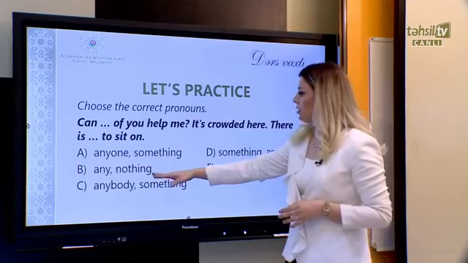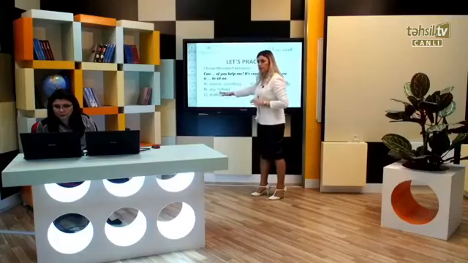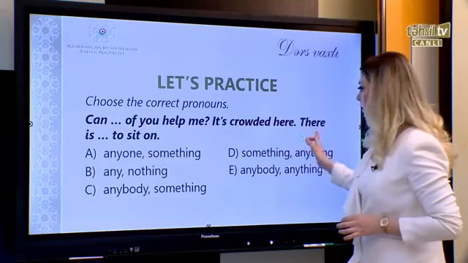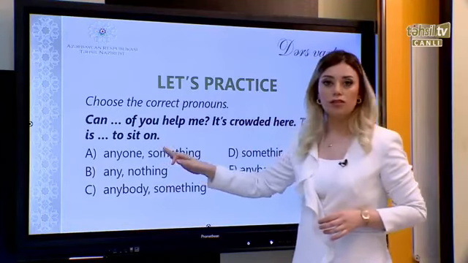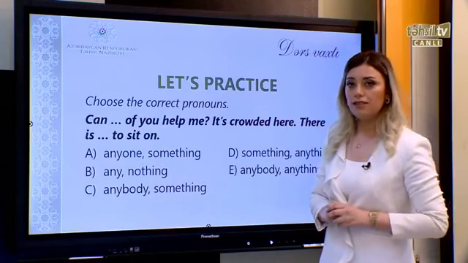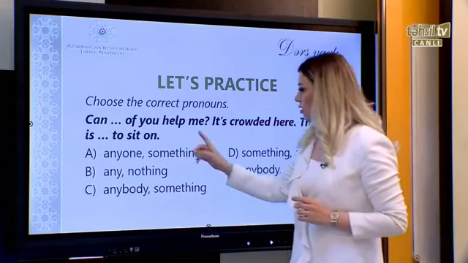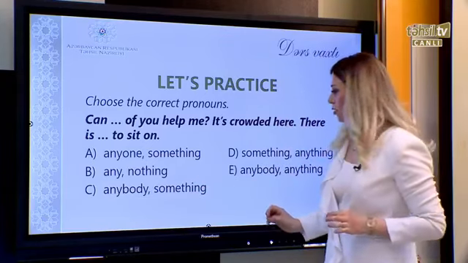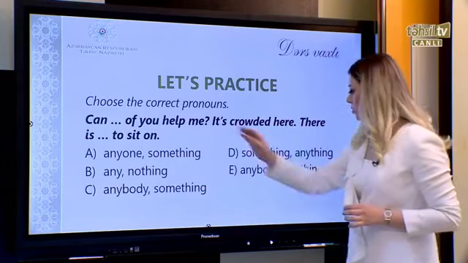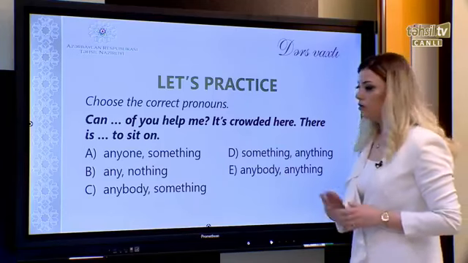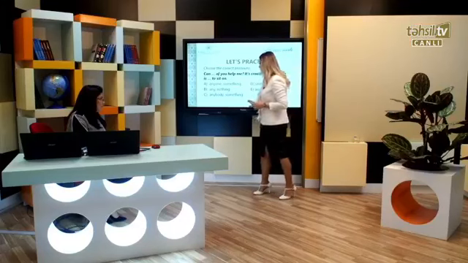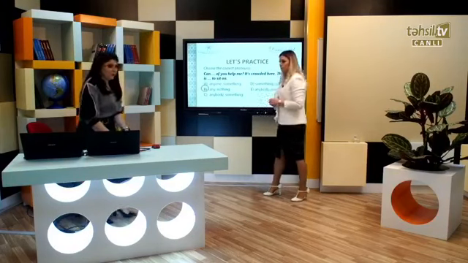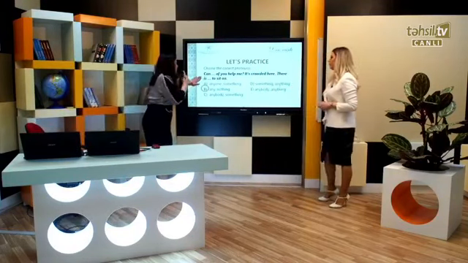Let's look at the second one. Can any of you, it's suitable, we can choose it. Can any of you help me? It's crowded here. There is nothing to sit on. Yes, this sounds correct. Now let's look at the others. Can anybody of you? No, it is impossible to say anybody of you. Can something of you? Again, impossible. So the answer is B. Can any of you help me? It is crowded here. Okay, I'll continue.